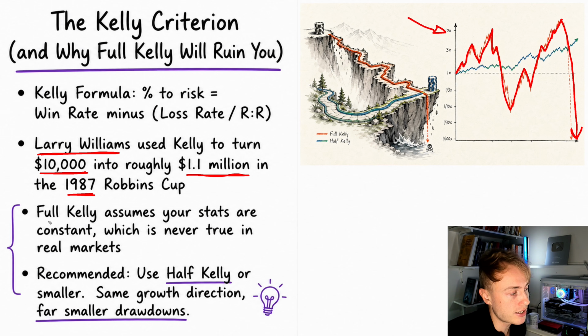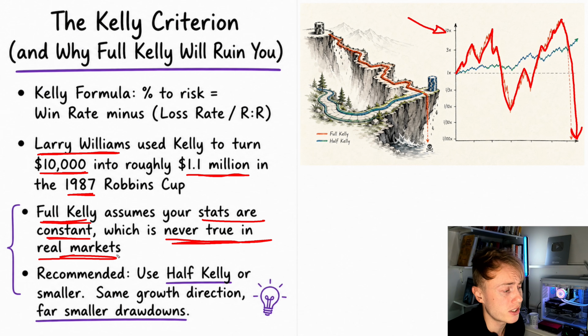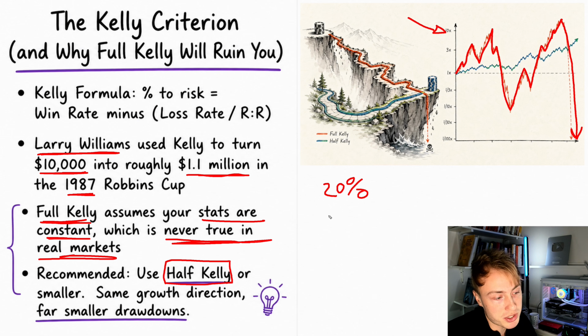And a big reason here, as I mentioned earlier, is that the full Kelly formula assumes that your stats are constant, which is never really true in real markets. As I said, if you have miscalculated your win rate by just a few percent, it can lead to devastating losses. So if you want to use the Kelly formula, I recommend to either use half Kelly. So that is simply, instead of the 20% we calculated, half Kelly would be to use 10% instead.